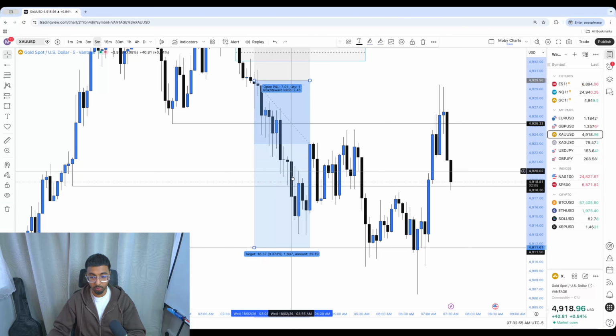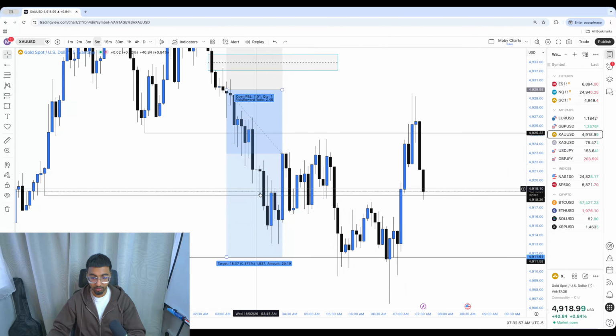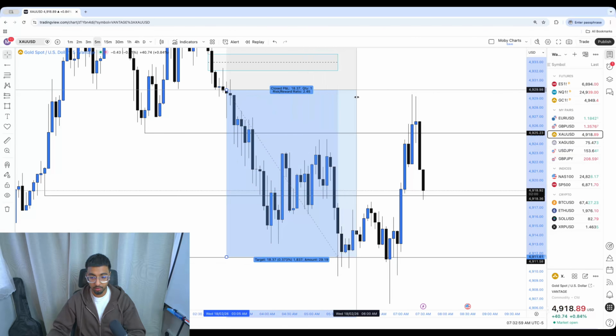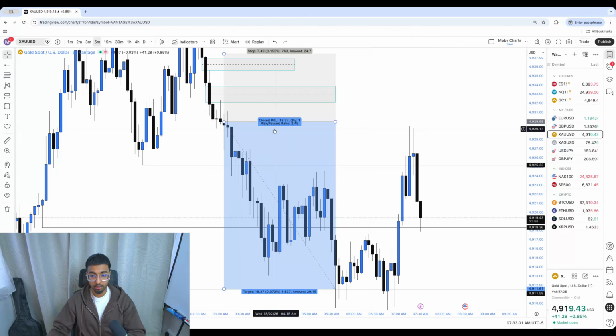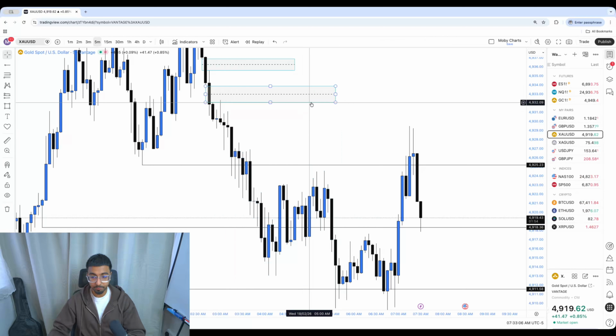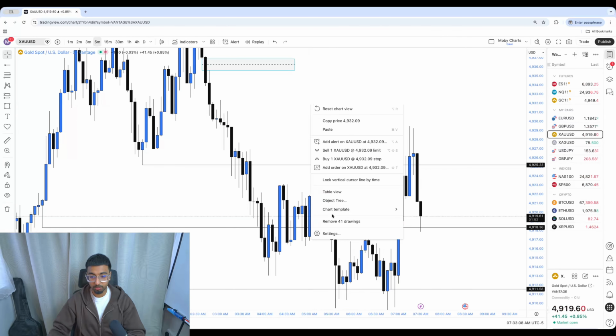Big stream, but look what happens. Price ends up hitting TP1, TP2. It ends up pushing up a little bit, but then boom, TP3. That's securing a 1 to 2.45. Boom. It's literally as simple as that.